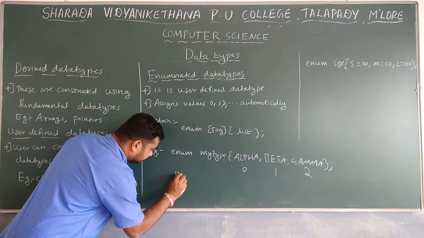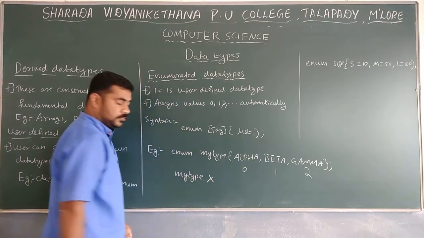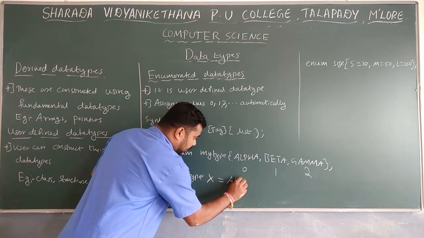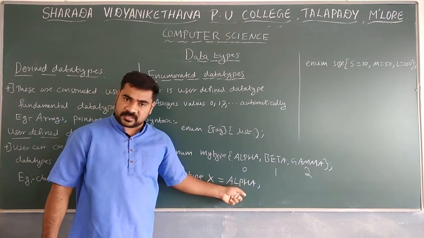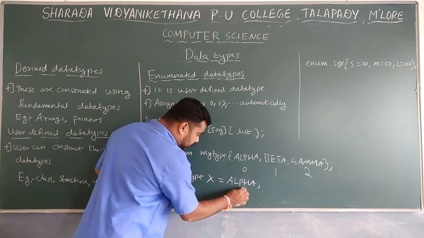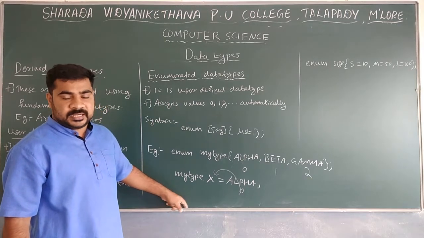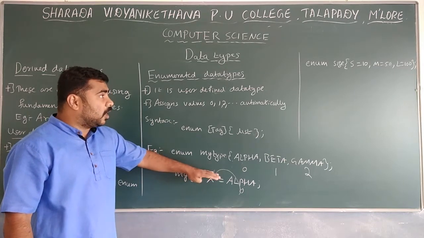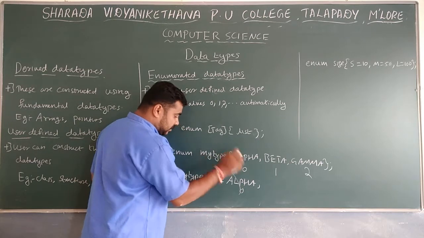So I create my type x. If you give my type x equal to alpha, the value of alpha, which is 0, will be assigned to x. That is actually implicit conversion, or the rules to write. I am going to explain how to write the rules. So it is a method. If you assign the values like this, that value will be assigned.